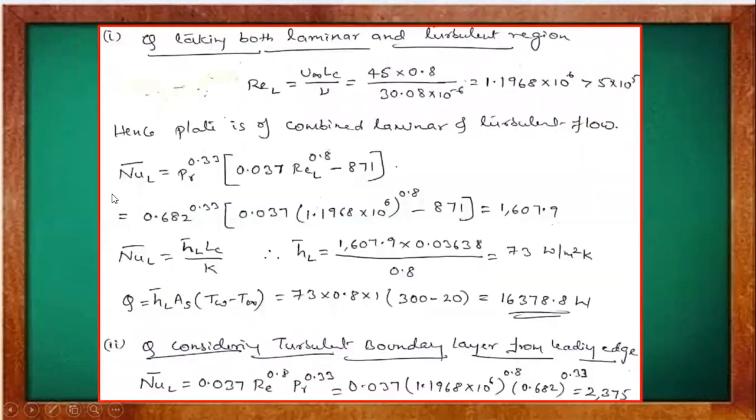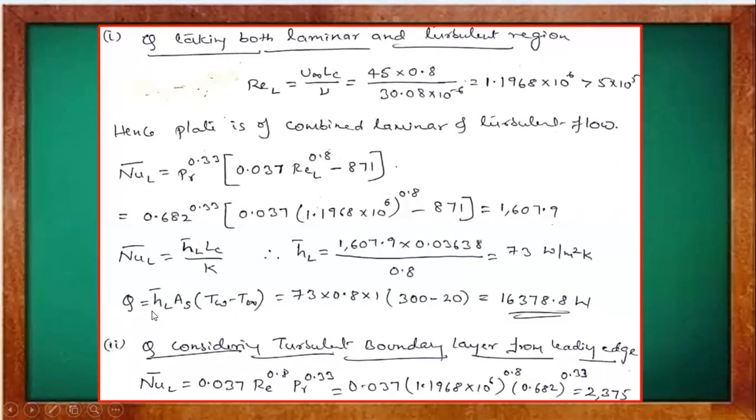Then for the first case, find the Q value taking both laminar and turbulent regions. First find the Reynolds number. It is in the 10 power of 6 range, which is quite high compared to the critical Reynolds number. Hence for the average Nusselt number, use the expression for the combined laminar and turbulent flow region. That will be equal to Pr to the power 0.33 into 0.037 into Re_L to the power 0.8 minus 871. Use this Nusselt number expression and substitute, and you'll get the Nusselt number. Then average Nusselt number will be equal to h_L bar into Lc by k. Get h_L bar, that is the average heat transfer coefficient.